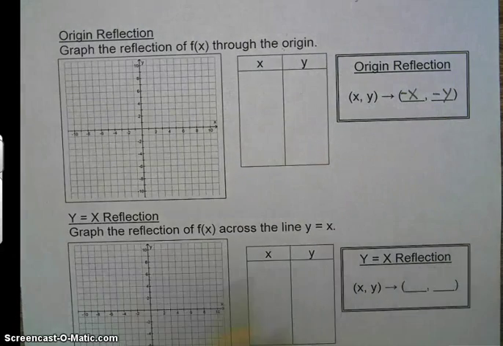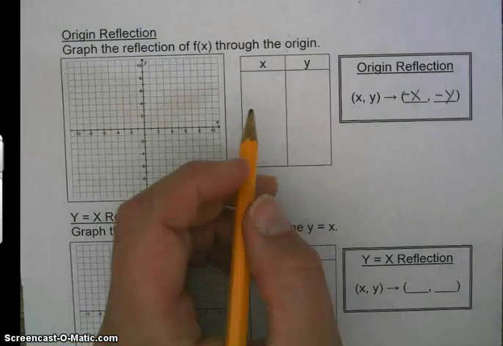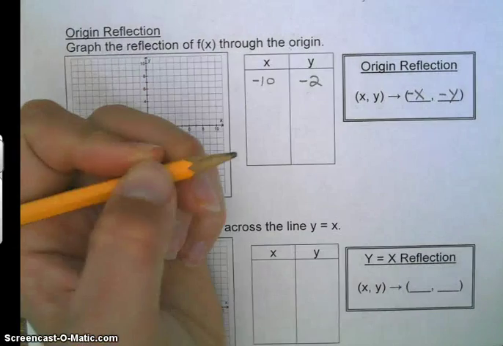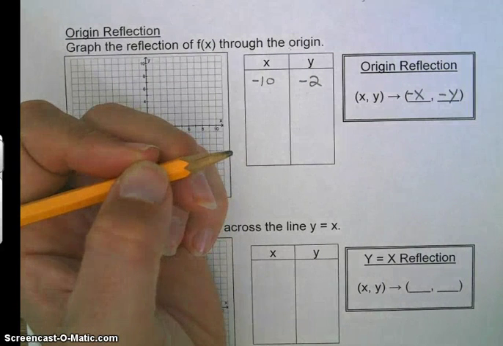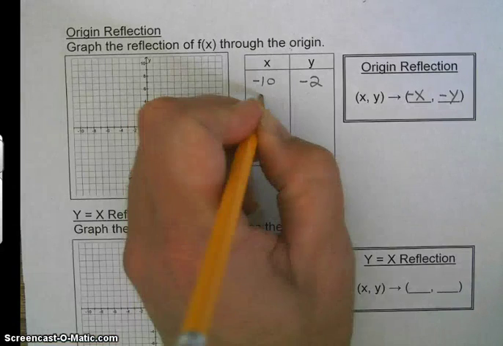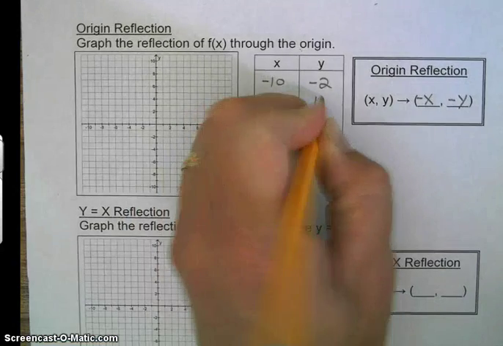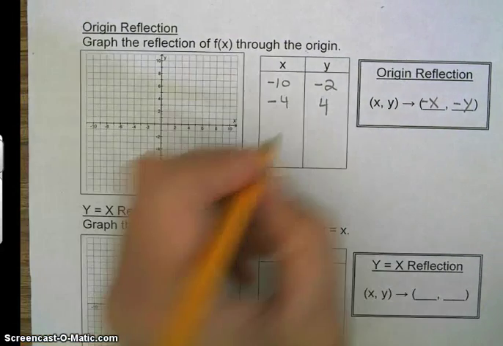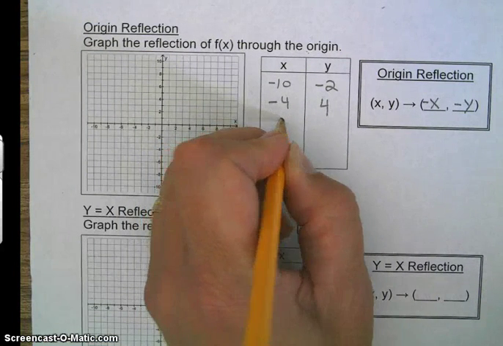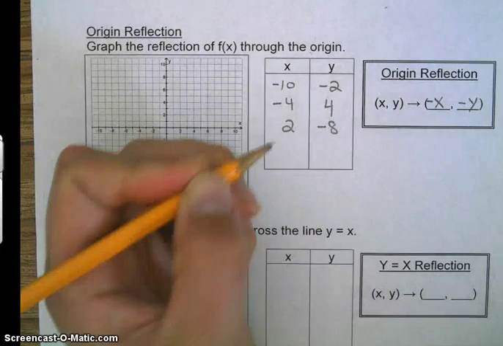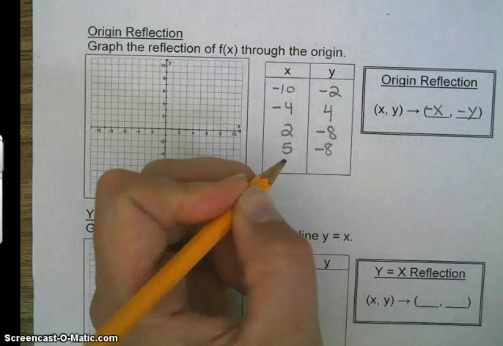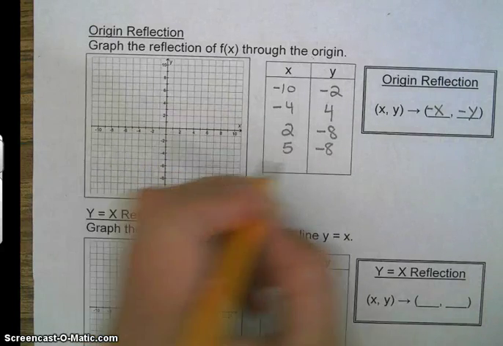So x is going to go from, in the original we had 10, 2, so we're going to have -10, -2. In the original we had 4, -4, becomes -4, +4. Notice the signs are changing. In the original we had -2, 8, +2, -8. +5, -8. And finally, 9, 6.